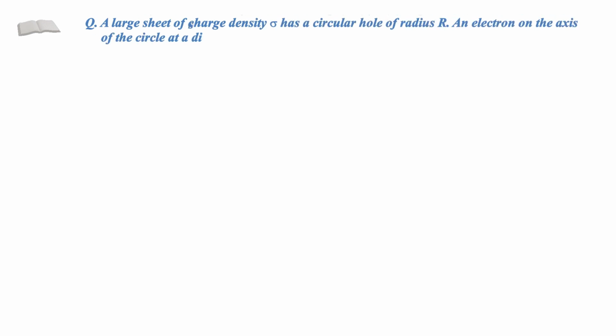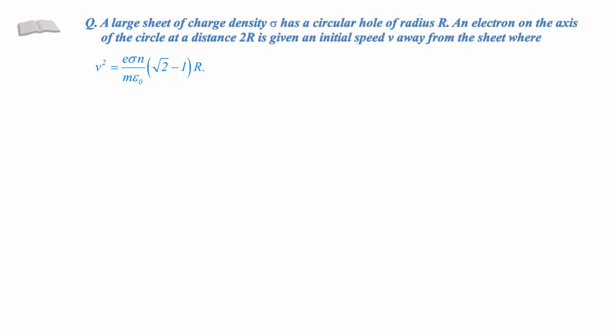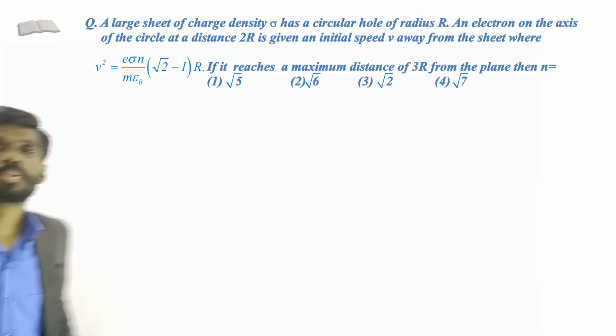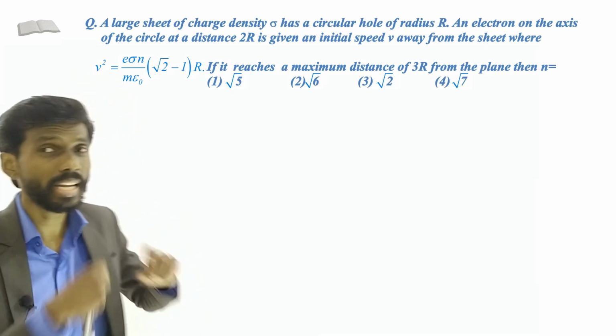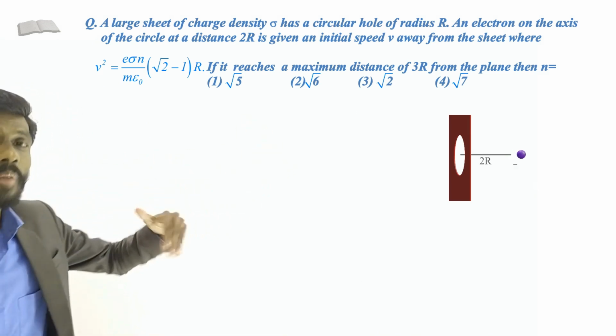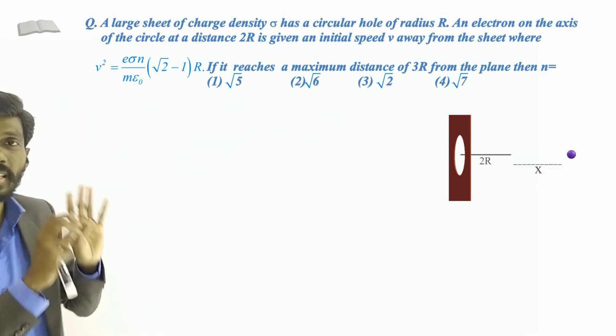A large sheet of charge density sigma has a circular hole of radius r. An electron on the axis of the circle at a distance 2r is given an initial speed v away from the sheet, where v squared equals e sigma n divided by m epsilon 0 multiplied by (square root of 2 minus 1) times r. If it reaches a maximum distance of 3r from the plane, then the value of n is. So here we have an infinitely large plane, but it has a circular hole. There is an electron which is given a velocity in the forward direction. It stops after a certain distance. Now we need to find the initial velocity.